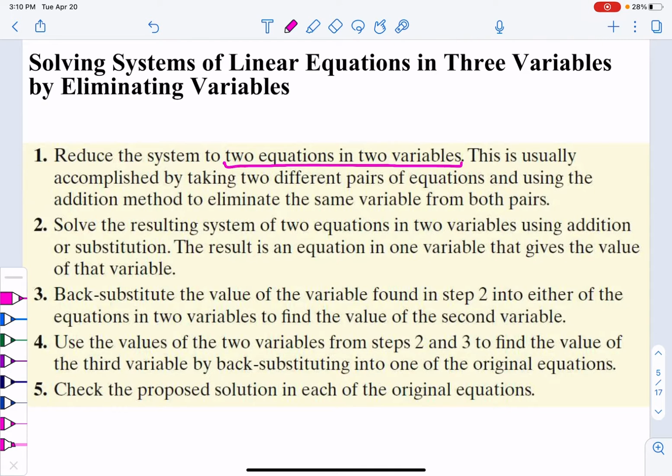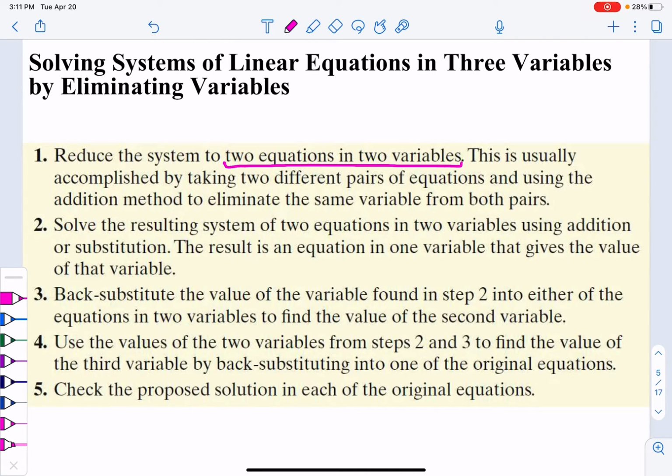Step number 2, we're going to solve the resulting system of two equations in two variables, using addition or substitution. So depending on the type of equations you're left with, determine which is the easiest way to solve the system. It says the result is an equation in one variable that gives the value of that variable.